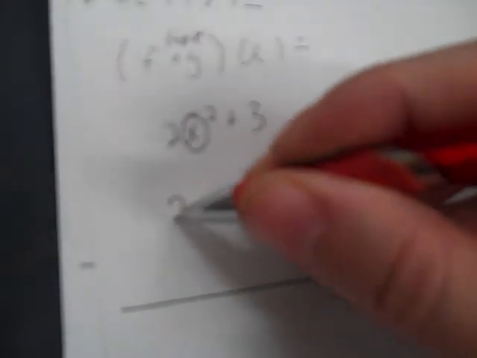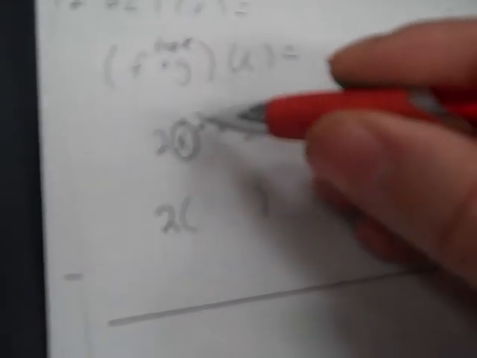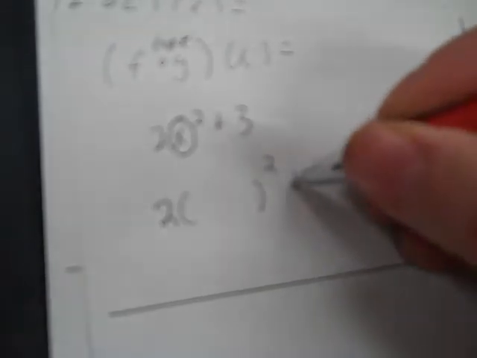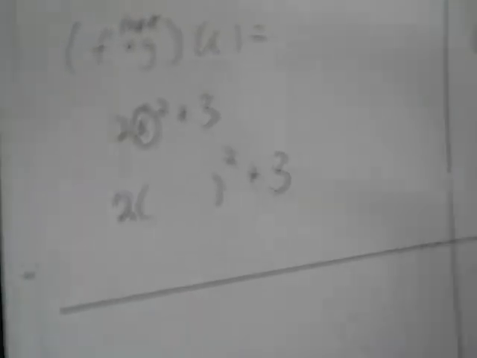Okay, what's the circle mean? It means to input. So f input g of x. So f is 2x squared plus 3. Now just remove the x. You got to keep the second power. So 2 parentheses, the second power is still here. Put that right here. And then we put the g in. So the g is, what was it, 3x plus 1.